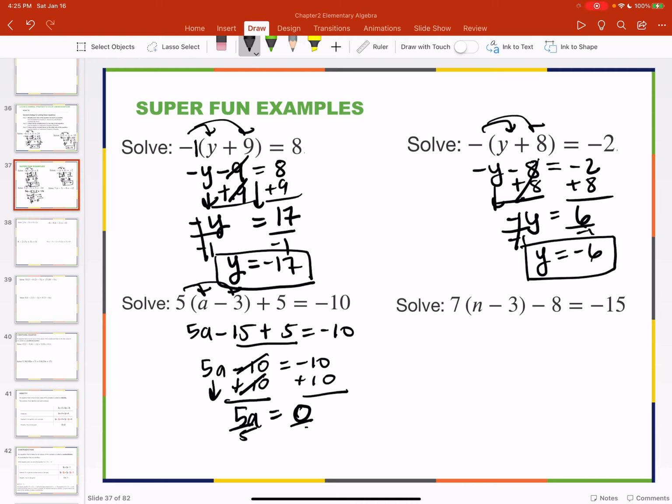Okay, so now dividing by 5. Then remember, property of 0. 0 divided by anything is still 0. So there you go. Okay, so let's go ahead and do this last one.